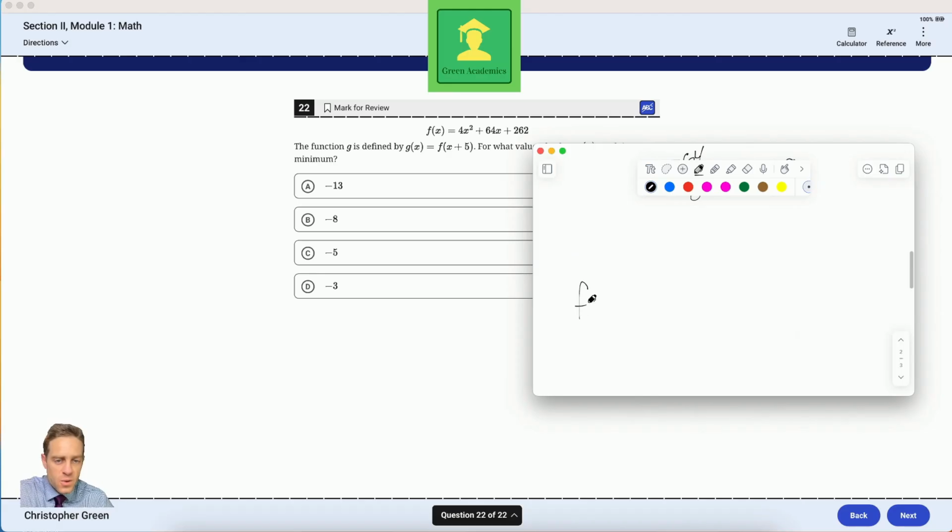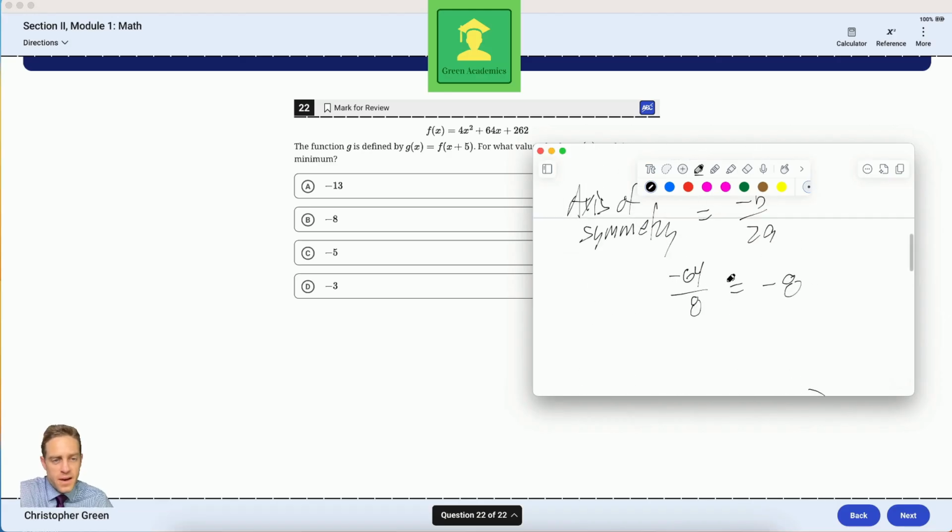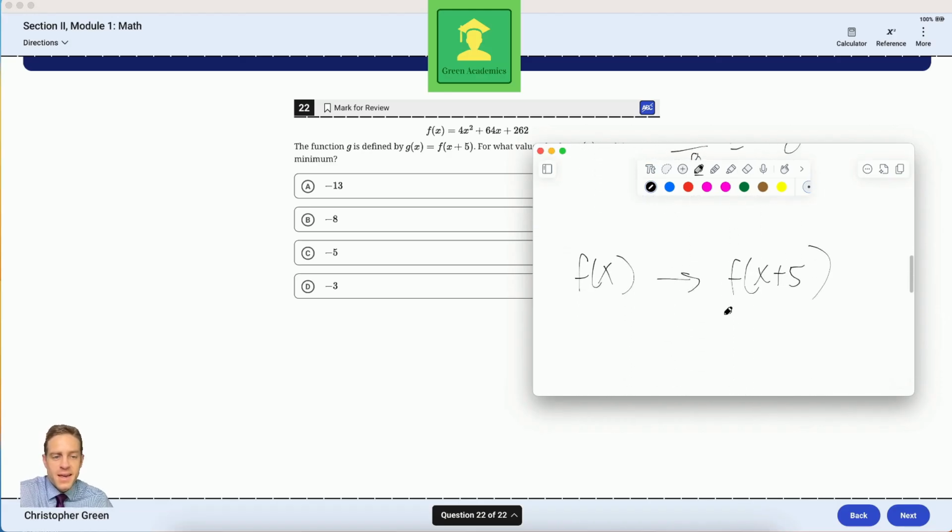And then in general, when you shift from this to this, it moves it leftward 5 units. So 5 units to the left of negative 8 is negative 13. So this has axis of symmetry negative 13. Negative 13 is the answer.